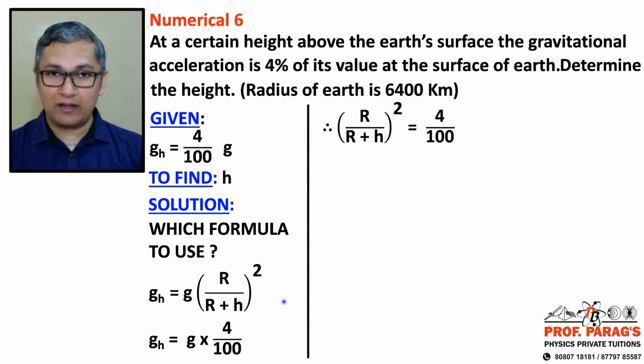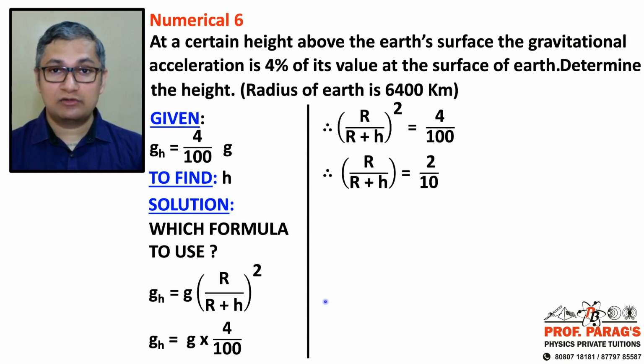So if I take square root on both the sides, r upon r plus h, the square goes, and square root of 4 is 2 and square root of 100 is 10. So it's very simple, 2 by 10, cross multiply again. So I have 10 from the denominator going into the numerator in LHS. So 10 times r is equal to 2 times r plus h. Open up the brackets. So 2r plus 2h.